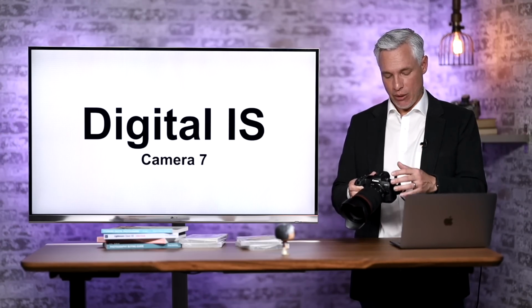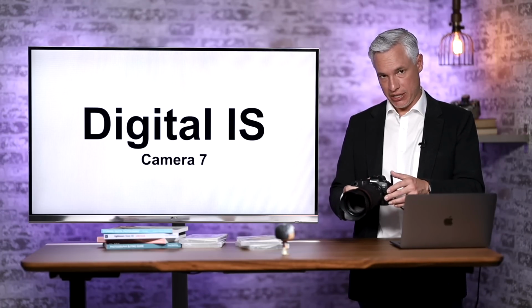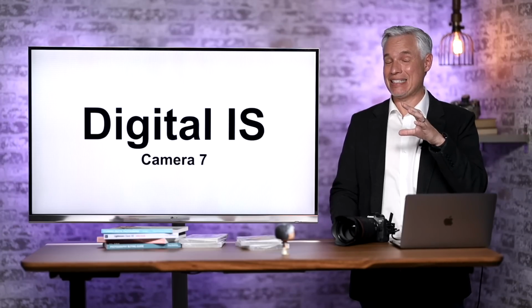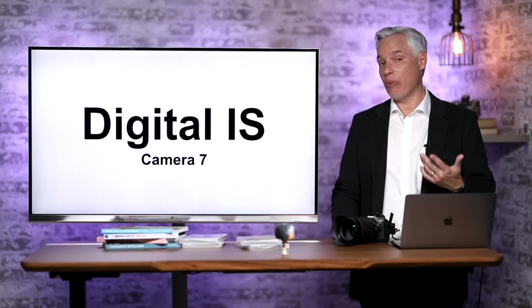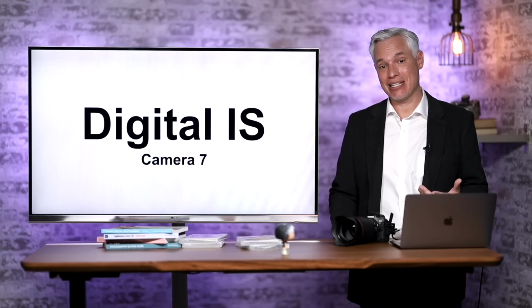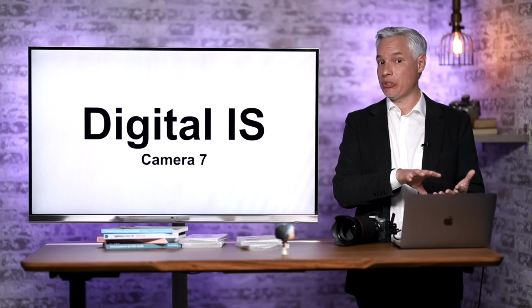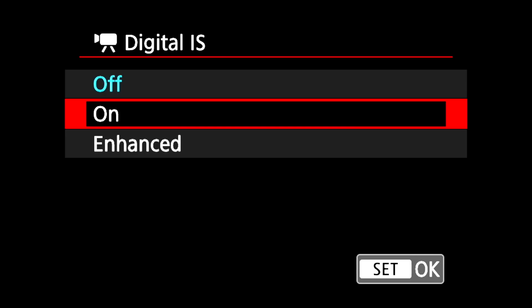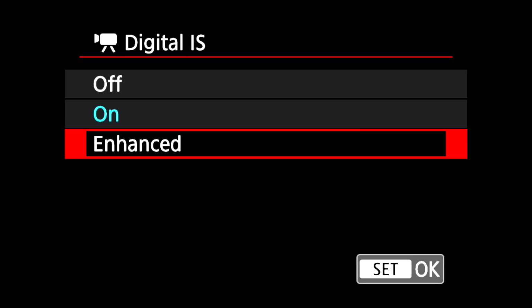Digital IS is not sensor stabilization. Digital IS uses the camera's gyro in there to detect these movements and actually crop and rotate the video a little bit to provide additional stabilization. You might not need this, but if you're running with the camera and you really want to make it as stable as possible without having to apply stabilization in post, you can go in here and set this to either on, which provides a little bit of a crop, or enhance, which provides even more of a crop.